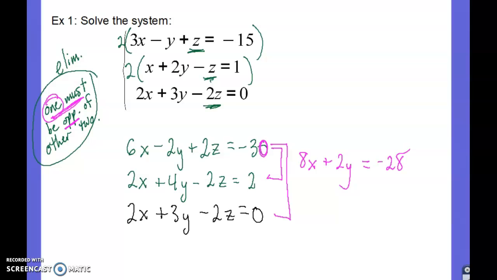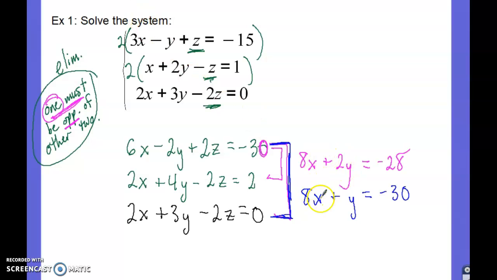Like I said, I should color code this. So I'll do the top and the bottom now. That's too close in colors. In this blue color. So 6 plus 2 is 8. Negative 2 plus 3 is 1. The z's cancel like I want. Negative 30 plus 0 is negative 30.